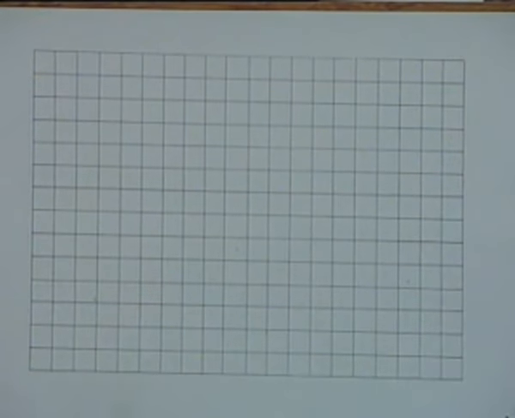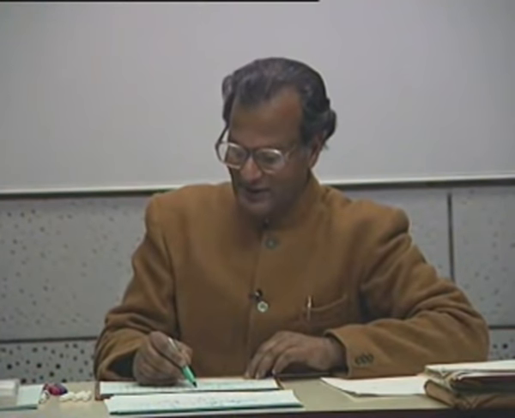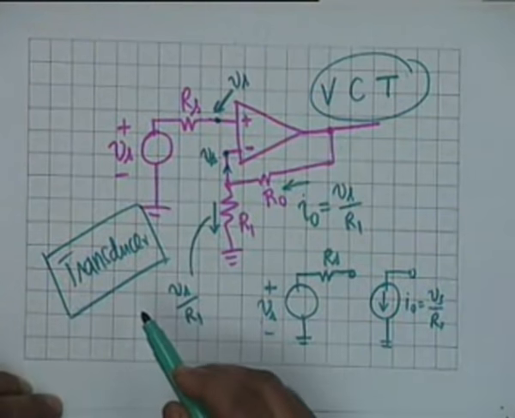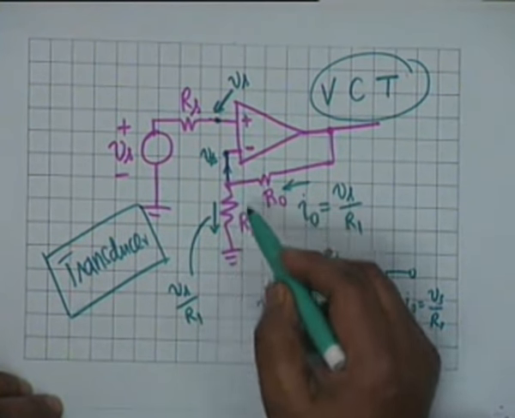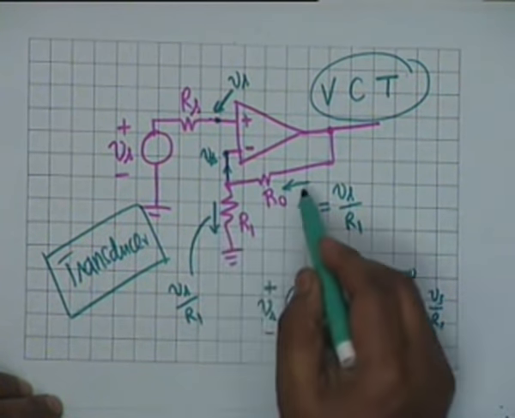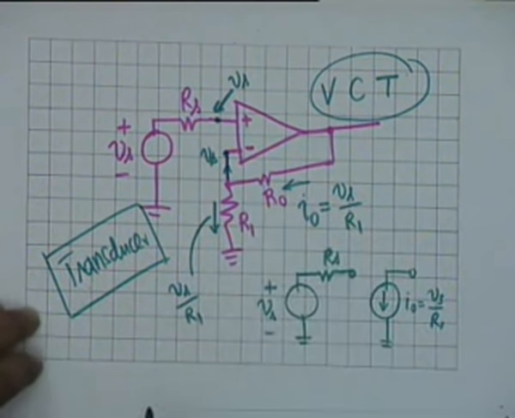So why is I0 Vs by R1? Because the op-amp does not take any current here. This current is 0. Therefore, whatever current is flowing here must come from here. That is the simple explanation.